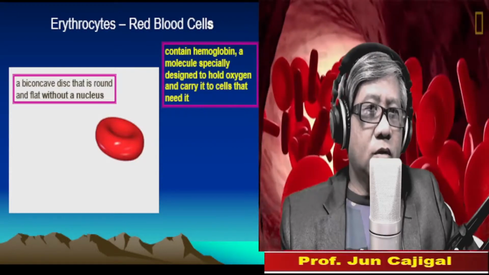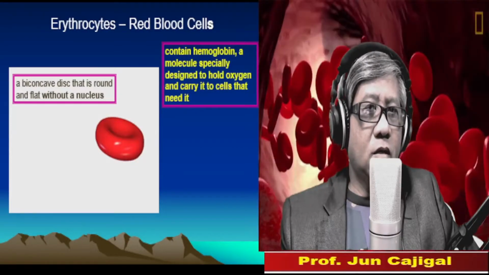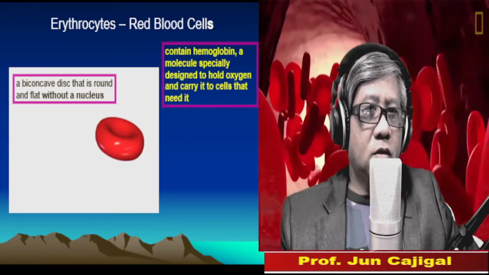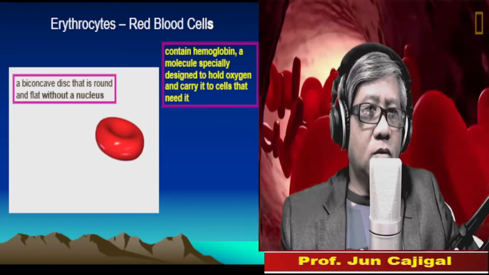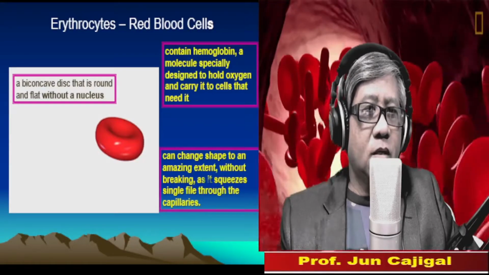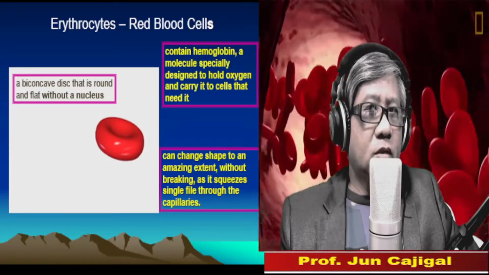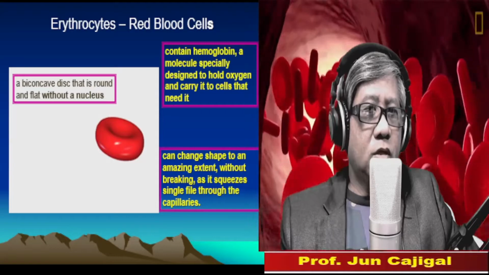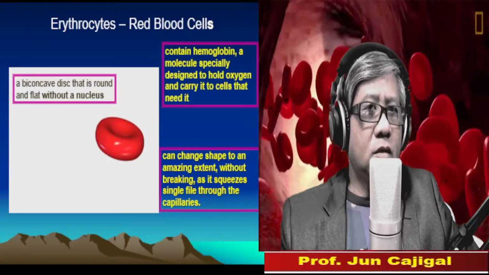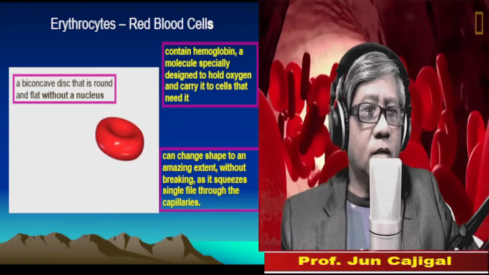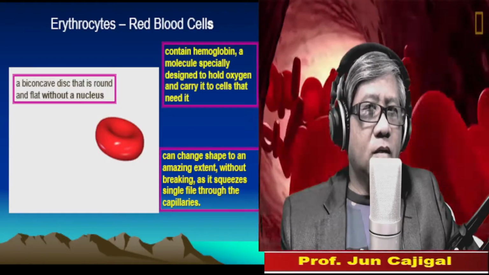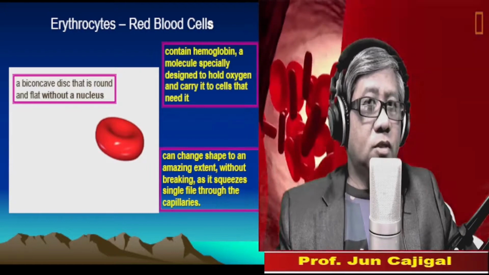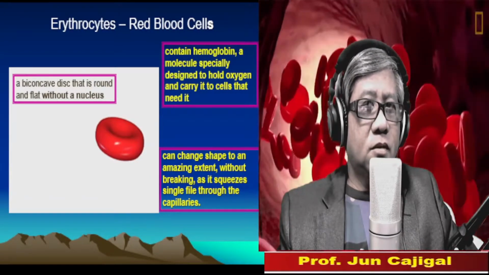Red blood cells contain hemoglobin, which is a molecule specially designed to hold oxygen and carry it to the cells that need it. And also, red blood cells are capable of changing shape to an amazing extent without breaking, as they squeeze single file through the capillaries. So those are the red blood cells.